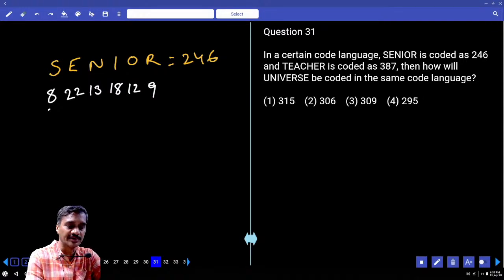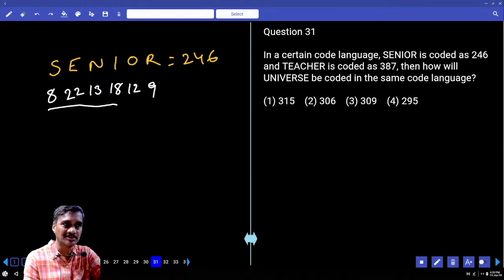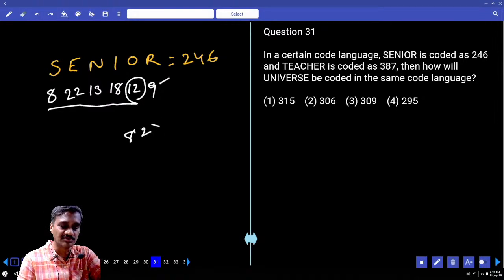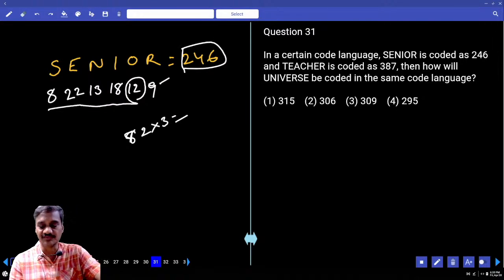Then if you add these, 22 plus 8, 30. And 30 plus 13, 43. 43 plus 18, 61. 61 plus 9, 70, plus 12, 82. Now this 82, sum of the opposite place values, into 3 is 246. And in the same way, now we need to find out the code given to the word UNIVERSE.